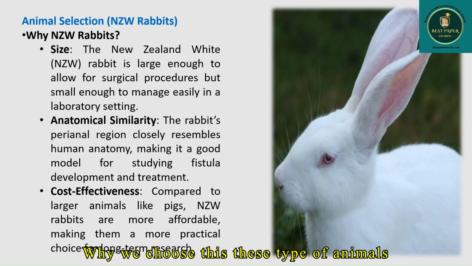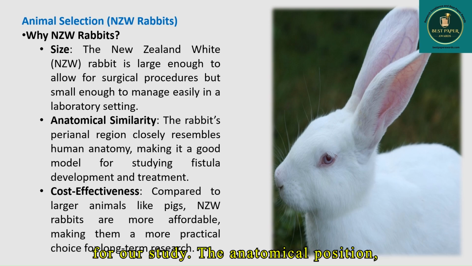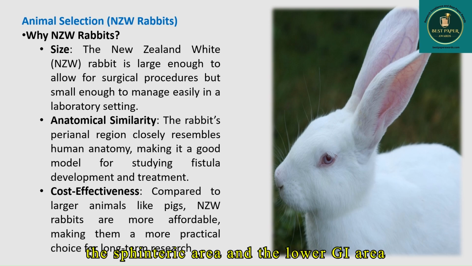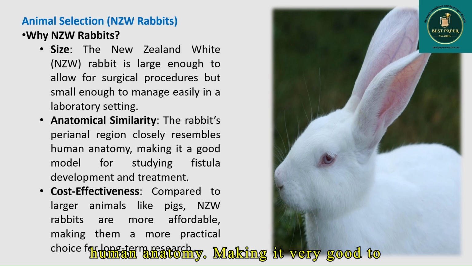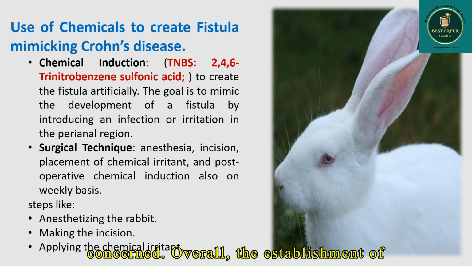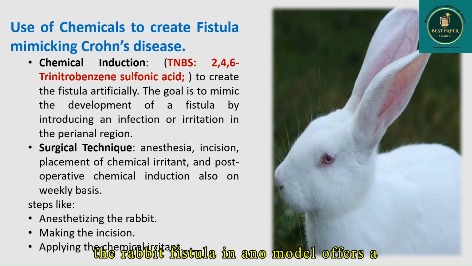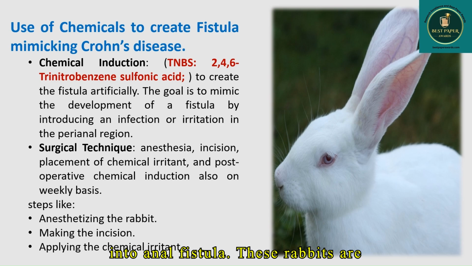Why did we choose this type of animal for our study? The anatomical position, the sphincteric area and the lower GI area are very easy to explore. The anatomical perianal region closely resembles human anatomy, making it very good for induction of fistula in ano, and the cost factor is definitely there, and the handling of these animals is convenient. Overall, the establishment of the rabbit fistula in ano model offers a promising platform for further research into anal fistula.